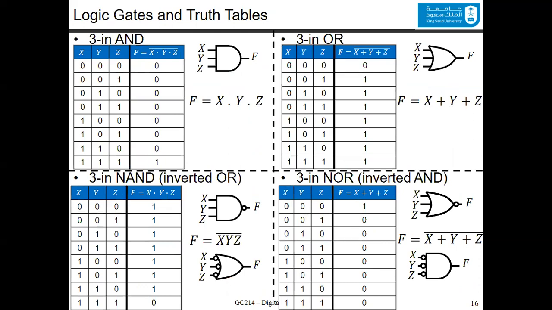Now, we extend this to 3 inputs. This is a 3-input AND, 3-input OR, 3-input NAND, and 3-input NOR. Now, since we have 3 inputs, the number of rows is 2 to the power of 3, which is equal to 8. So we have 8 rows, because we have 3 inputs, X, Y, and Z.